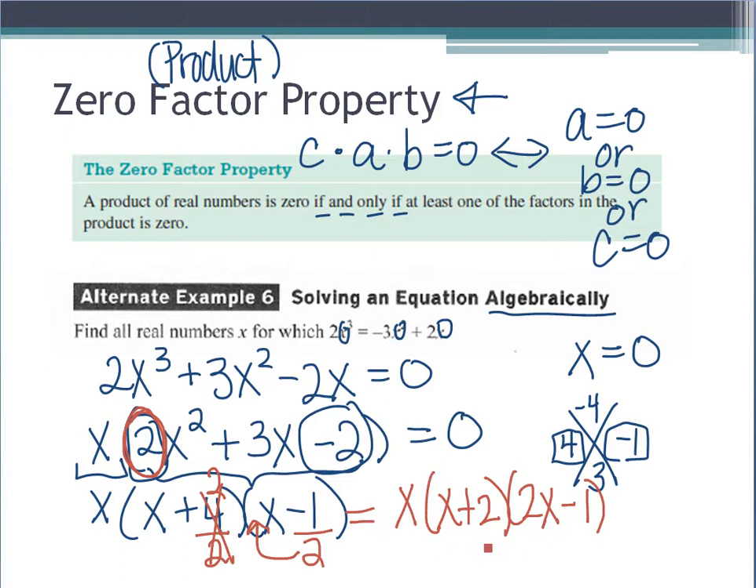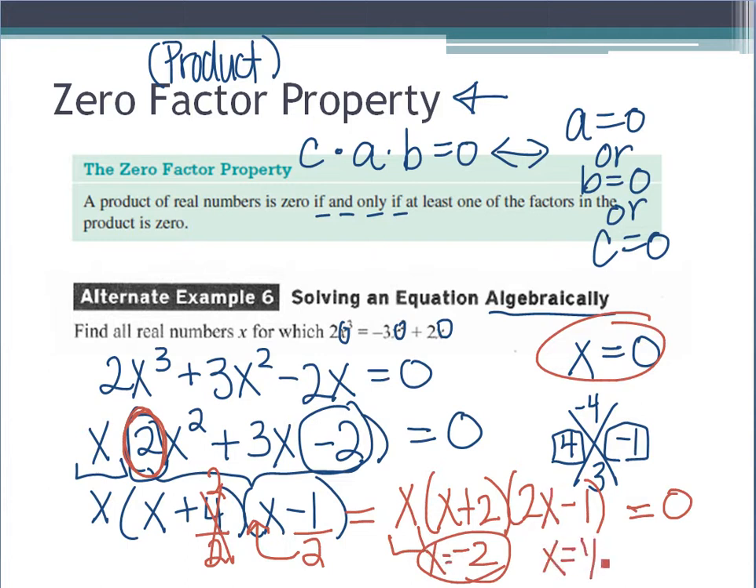If you were to FOIL these last two things out, you would get the original 2x squared plus 3x minus 2. Okay, so we already got one answer of x equals 0. The other answer is going to be negative 2. And this answer over here is going to be x equals 1/2. So those are my three solutions.